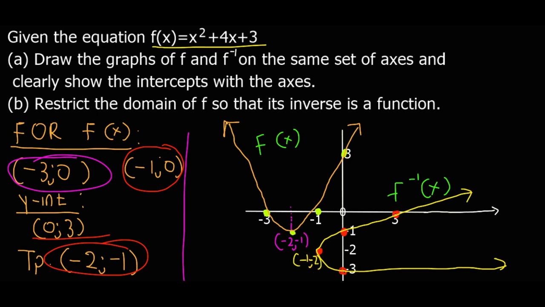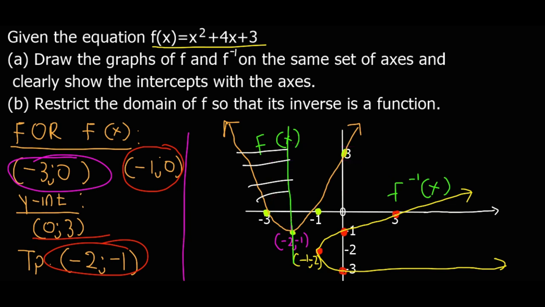So now, redraw our graphs. Let's go to part B. Part B: restrict the domain of f so that its inverse is a function. This inverse is not a function because when we run our vertical line test, it cuts this graph at 2 points. So it is not a function. Let's restrict this original. We want it to be a half. We want it to be one loop. So it's either we have this one on the left or we have this one on the right.